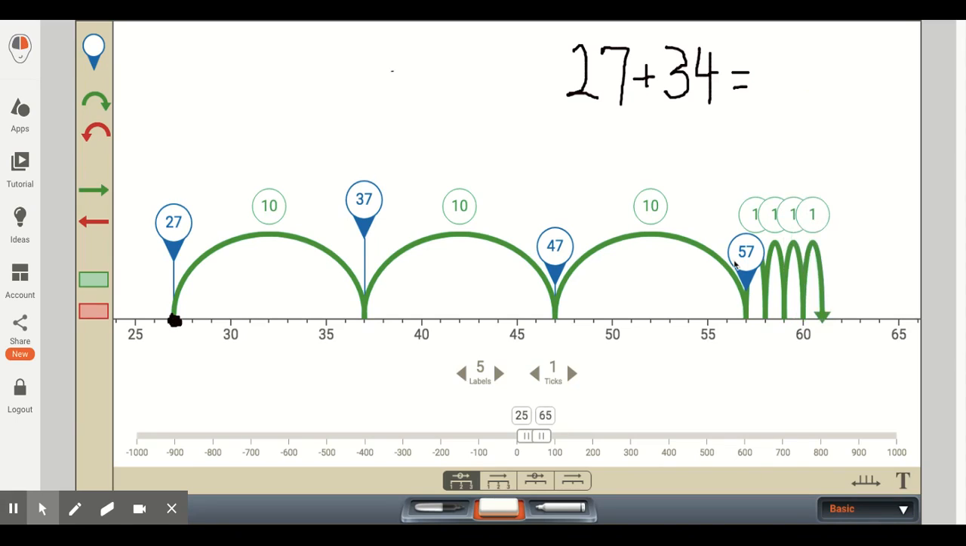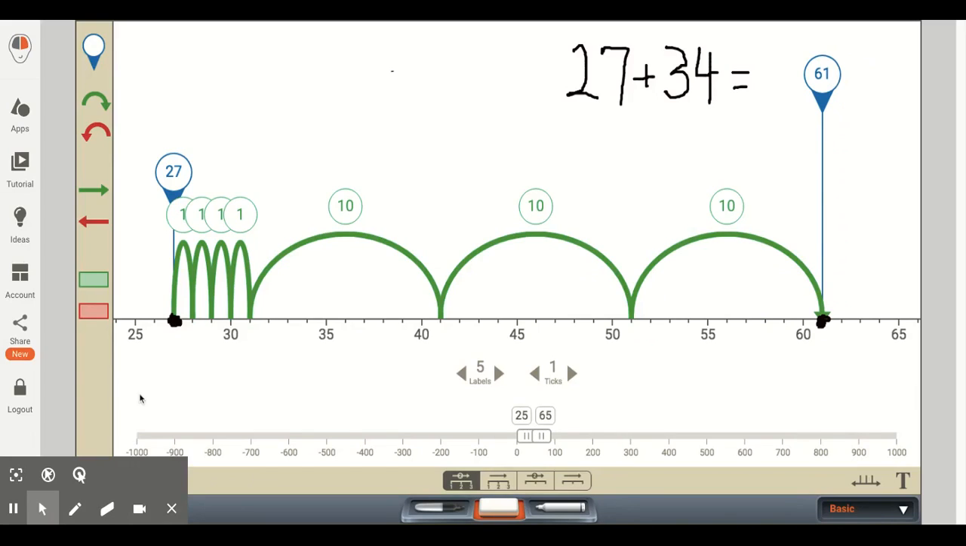We started with 57, and we've added 1, 2, 3, 4. And we look at our number line, and that has brought us to 61. 27 plus 34 equals 61.